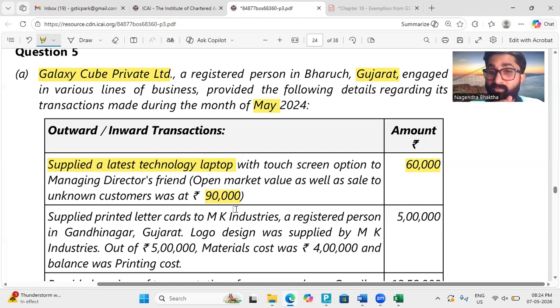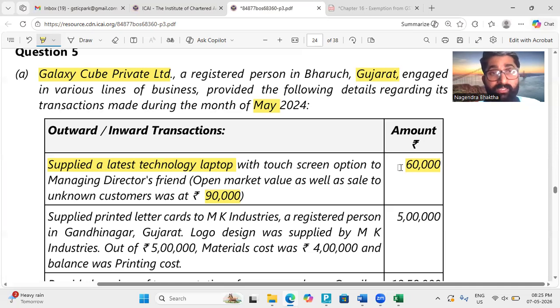You remember Section 15, subsection 1? What does Section 15, subsection 1 say? Transaction value is the value of supply. What is transaction value? Price paid or payable. Remember two conditions: the buyer and seller are not related persons, and price is the sole consideration. Here price is the sole consideration. Only money is given. No other considerations are given.